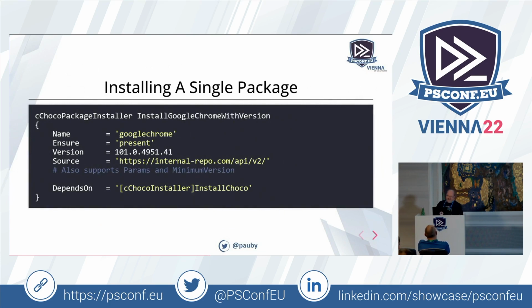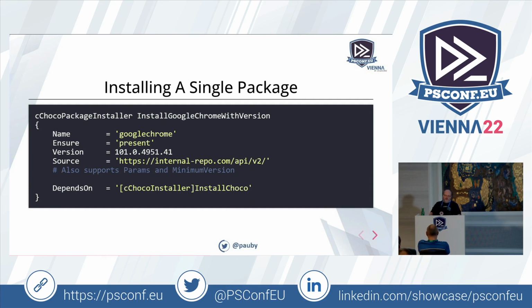Installing a single package, really straightforward here. We've got a few options that we're using. So it's a cChoco package installer. I'm installing Google Chrome here with a version. That's all we're doing. We're installing the version 101.0.495.141. And we're giving it a source. Again, you can pull that from your internal repository, your Sonatype Nexus, your Artifactory, as I mentioned.